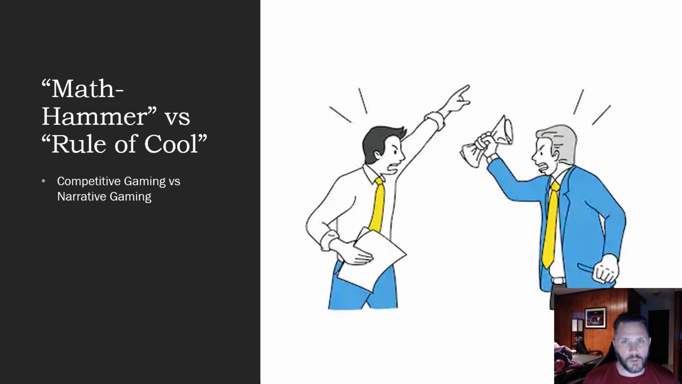Math hammer or statistics of probability actually can be applied to both of these situations. I'm a huge narrative gaming nerd. I have run narrative game events for the better part of a decade. Starting in 2010, I got off the competitive wagon around that time period, and I switched over to story-based games. I like to tell stories with my games. I understand both sides of the fence, right?